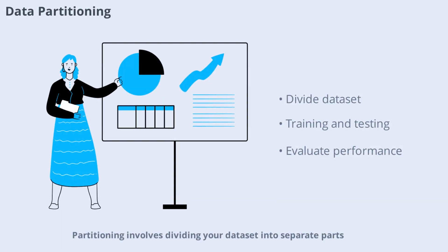Partitioning involves dividing your dataset into separate parts, such as training and testing sets. This is essential for evaluating the performance of machine learning models. Proper partitioning ensures that your models are tested on unseen data, providing a realistic measure of their accuracy. Common splits include 70-30 or 80-20 for training and testing. Partitioning is a key step in any data science workflow.